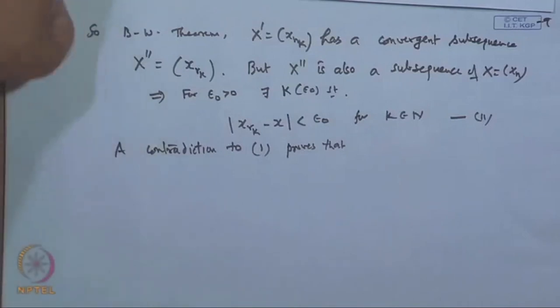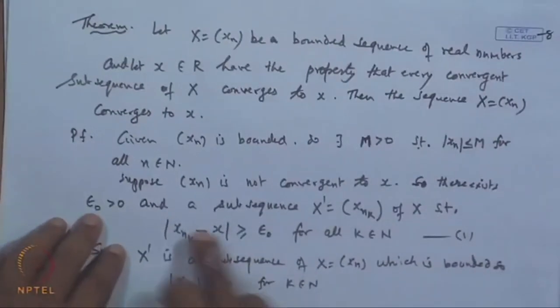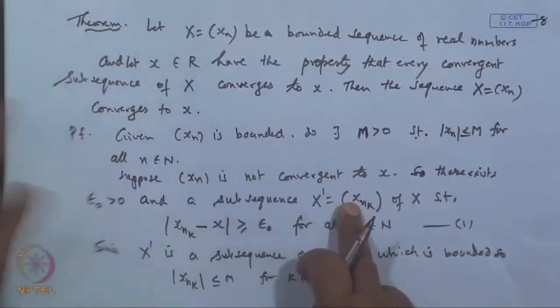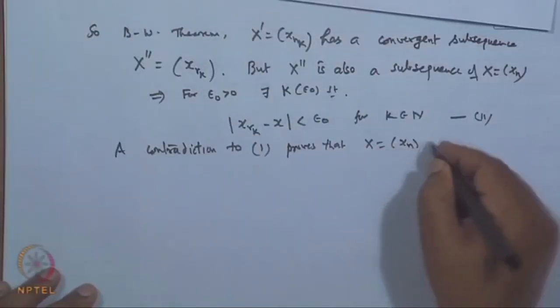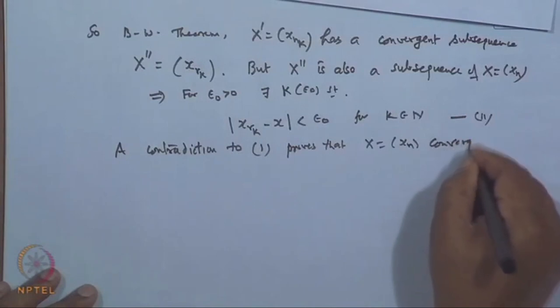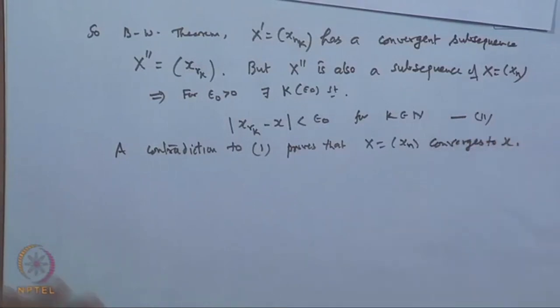So, why is it a contradiction? Because our assumption that x n is not convergent is wrong. Hence, the sequence x n is convergent, and x n converges to x. This is what we have. Okay, so this is the proof.